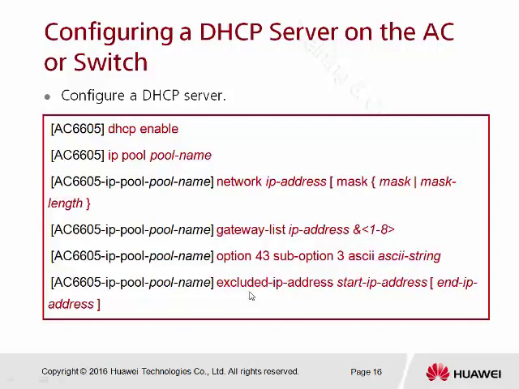And the last one, exclude IP address. Sometimes we might need to do this because we don't want the DHCP to automatically assign the whole range of IP addresses to all the access clients. We need to reserve a certain range of IPs for static IPs, like our switch, access switch, router, firewall, and many other equipment. We need to configure the static IP.